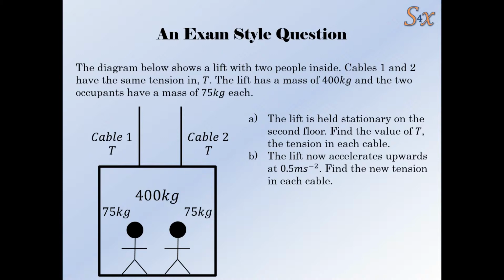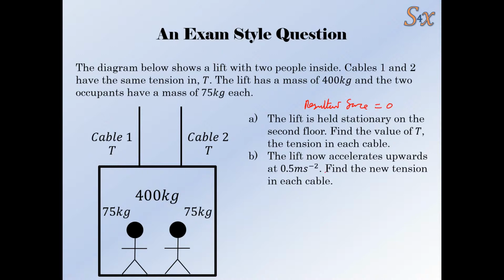Okay, so the first question says the lift is held stationary. Find the value of tension in each cable. Okay, how are we going to do that? Well, remember that if something is held stationary, that means it's in equilibrium. What does that mean about the resultant force? Hopefully you remember that if we're in equilibrium, the resultant force must be 0. So if we can figure out the resultant force in terms of this missing tension T, we can figure out what T is. So I'll just write a quick hint here. Resultant force equals 0. Can make use of that to answer part A.